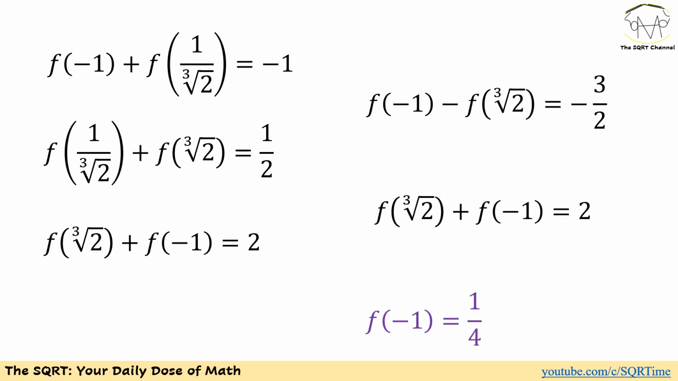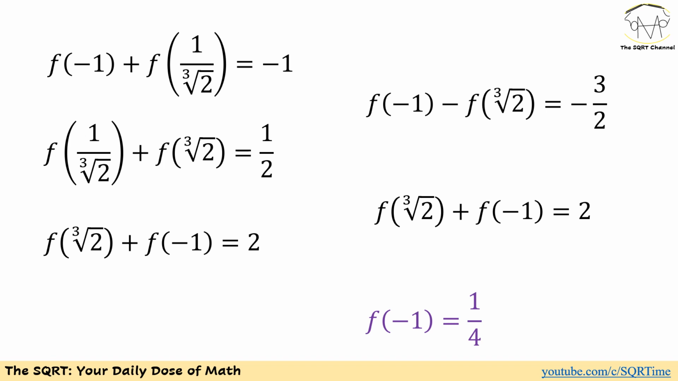Now we have three equations. Let's see what we are going to have for unknown variables. We have f of negative 1, we have f of the third root of 2, and we have f of 1 over the third root of 2. So we have three variables and three equations, and we can find what we need to find.